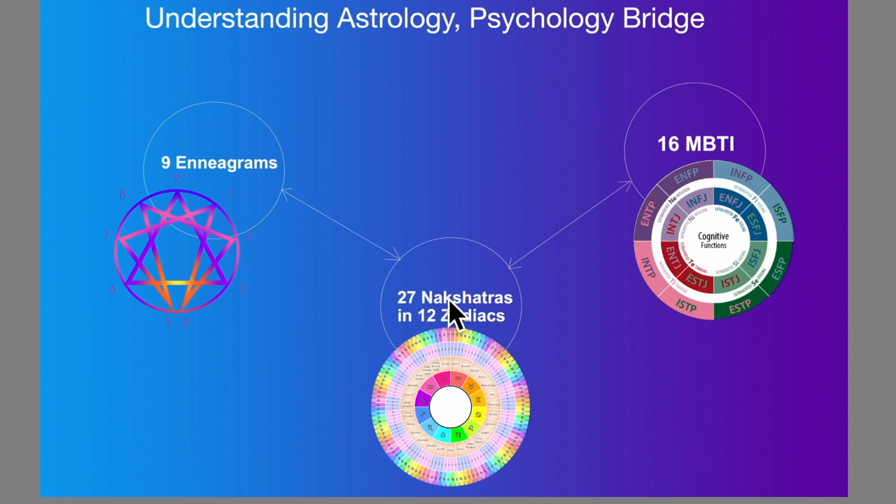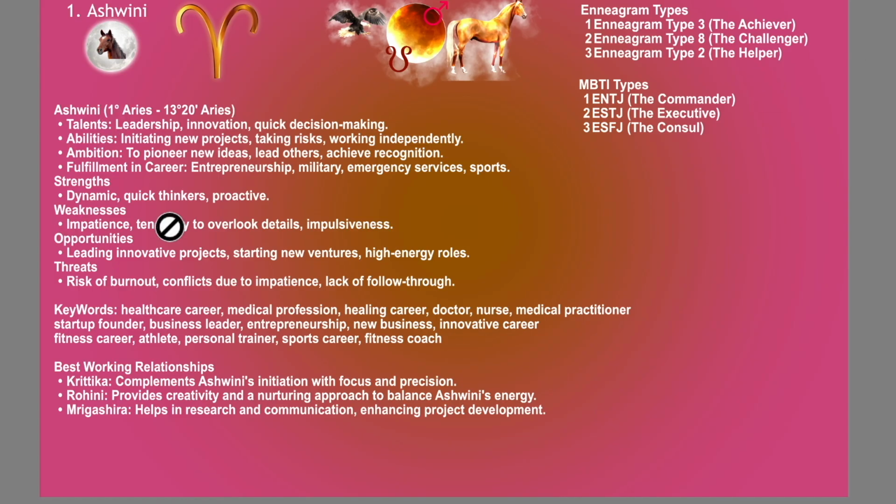So there'll be basically 27 videos of each. This is the introduction part of every video, and how we are going to cover that is by taking a standard format. This is for Ashwini Nakshatra, for example, where we are going to discuss the talents, abilities, ambition, and fulfillment in career first. Then we are going to do some SWOT analysis, strengths, weaknesses, opportunities, and threats to each from a personality perspective. Then we are going to have some keywords which discuss the different career possibilities for such nakshatras, especially if it's the Lord of the D1 or the D10.